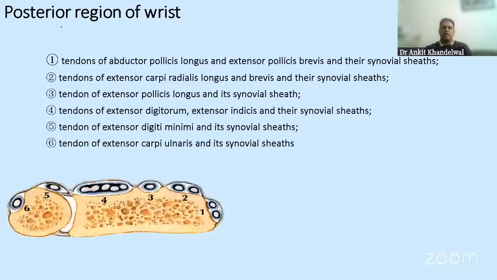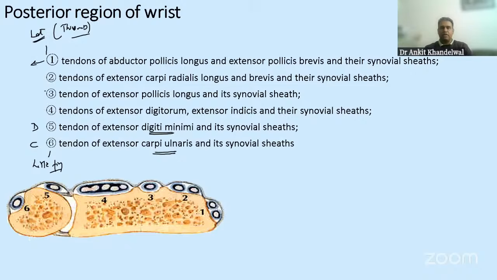Here are the 6 tendons. Just take a screenshot of it. And how to remember it, sir? Let me tell you. See, the first compartment was lying laterally, that is, towards the thumb side. Yes or no? Yes, sir. This 6th was lying towards the little finger side. Yes or no? Yes, sir. Okay. Look at their names: carpi ulnaris, digiti minimi. So remembered by DC. They lie in the 6th and 5th compartments.